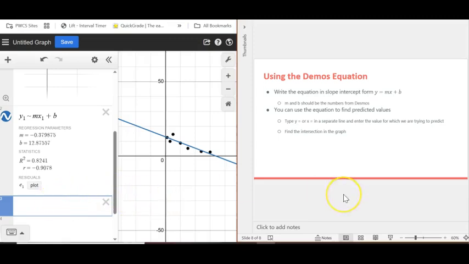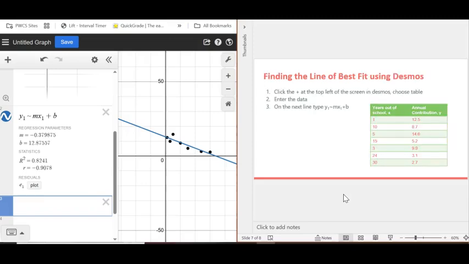Then the other thing you need to be able to do is use this equation to find predicted values. And this is another great benefit of Desmos, it makes this much easier to do. So let's say we want to know how much the annual contribution would be for someone who had been out of school for 12 years. Well, 12 is an x value. So when you did this in Algebra 1 and Algebra 2, you took your equation, you wrote it down, you plugged 12 in for x, and you did the math. But Desmos makes this a lot easier.